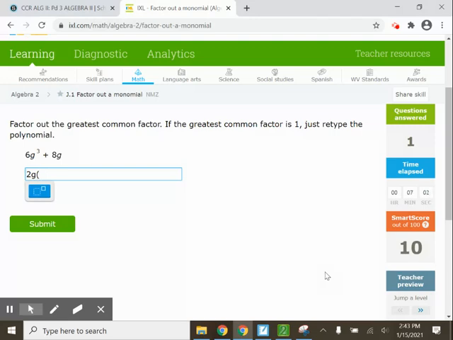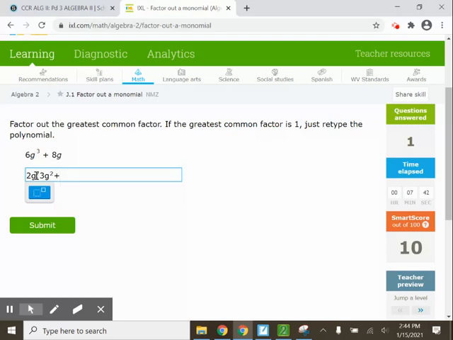Now I'm going to divide each of the terms on the inside, the 6g cubed and the 8g, by 2g. 6g cubed divided by 2g, well, I divide the 6 by the 2 and I get a 3. When I divide the g cubed by the g, I'm actually taking 1 away from the exponent. Whatever the exponent is on the outside, that's what you're taking away from the exponent of the term that's going to be on the inside. So that's going to be g to the second power. Because again, if I were to remultiply, g times g squared is g cubed.